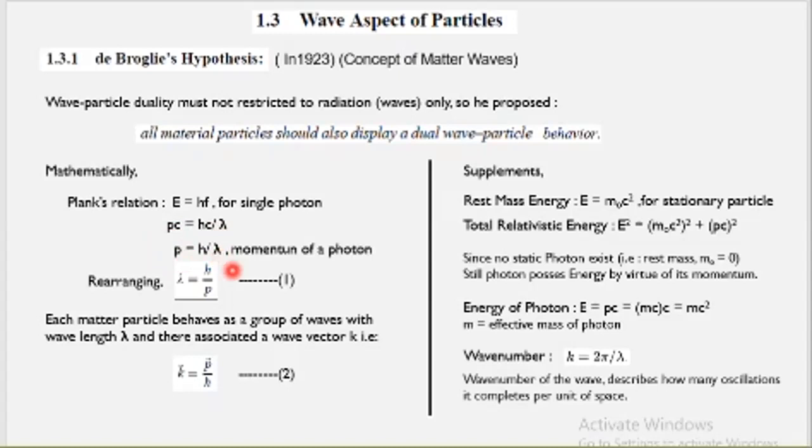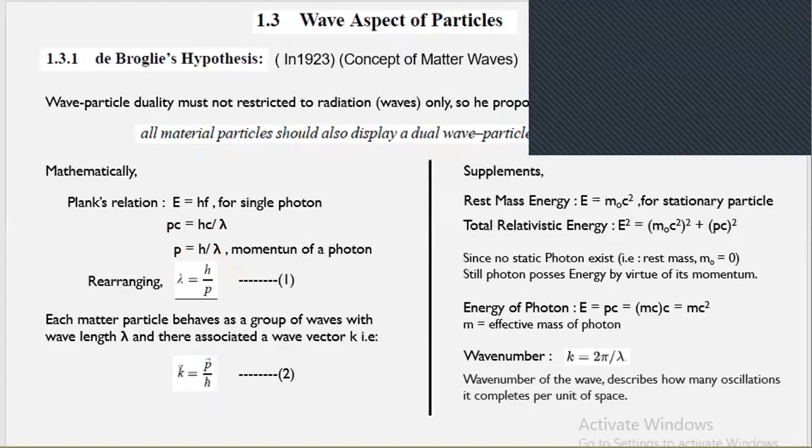So this is not as simple to interpret as it seems. Rearranging this, we get the relation vice versa. This is the de Broglie wavelength of a wave associated with a matter particle of momentum p.